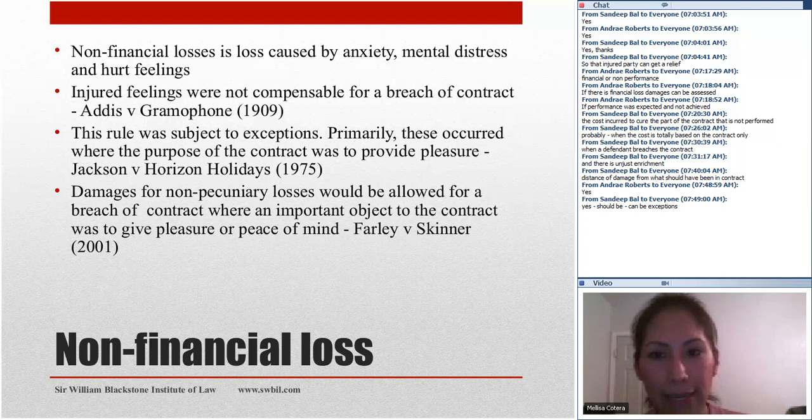In this case, Addis versus Gramophone, the claimant was employed as a manager by the defendant. The defendant, in breach of contract, dispensed with his services and replaced him with a new manager. The claimant, Addis, brought an action for breach of contract, claiming that the level of damages should reflect the circumstances in which he was dismissed, damage to his reputation and ability to find suitable employment.